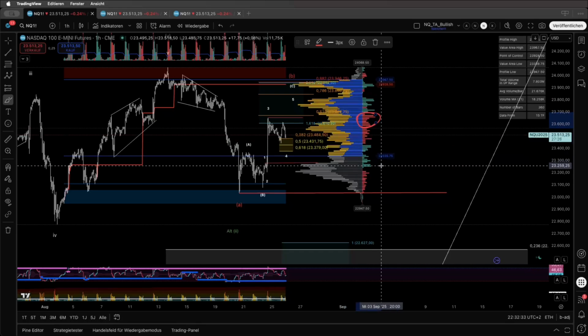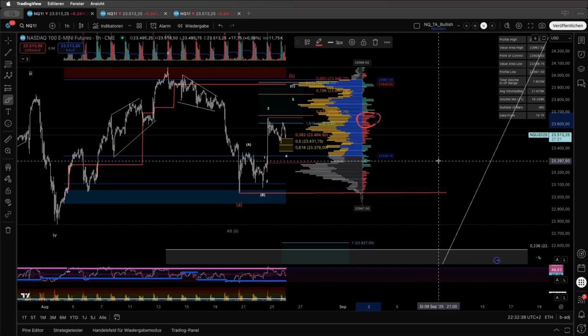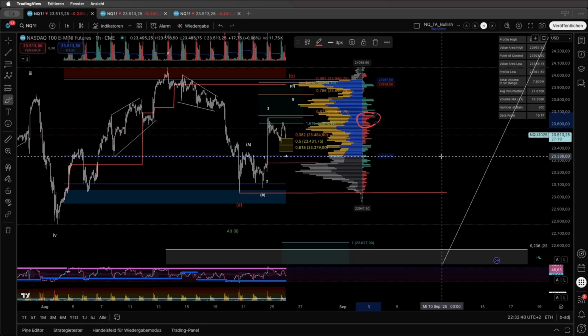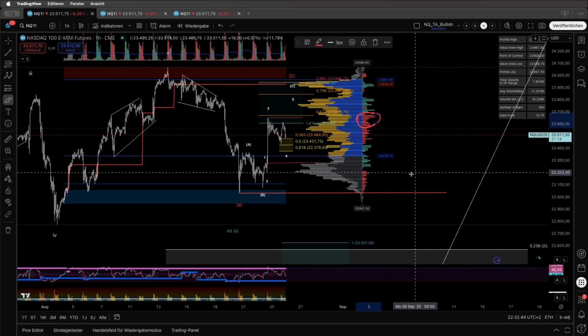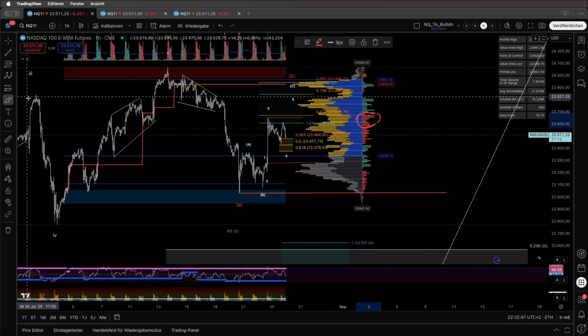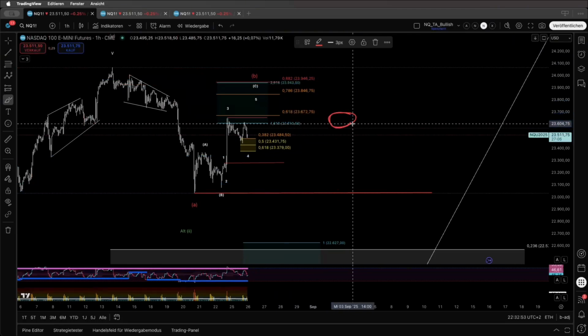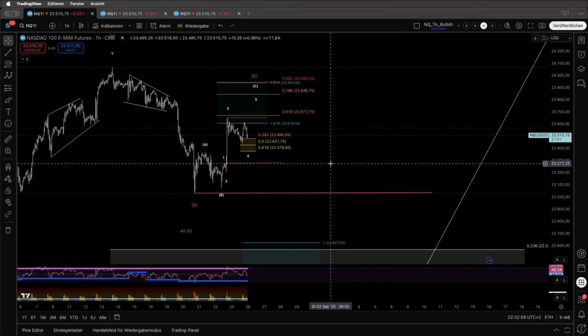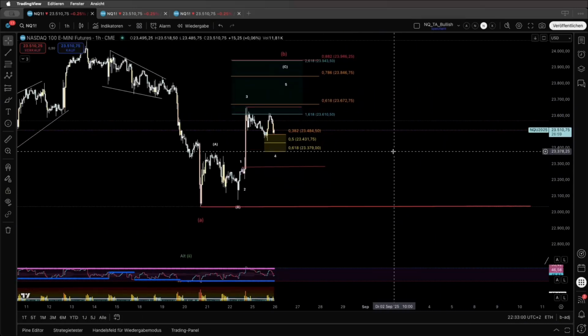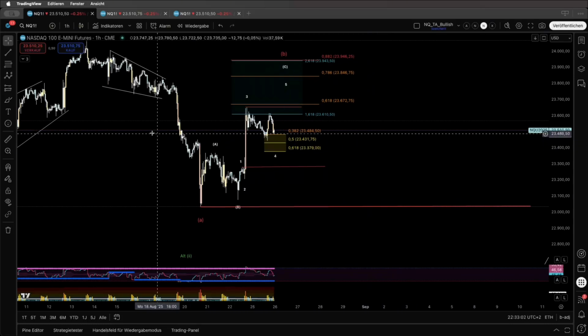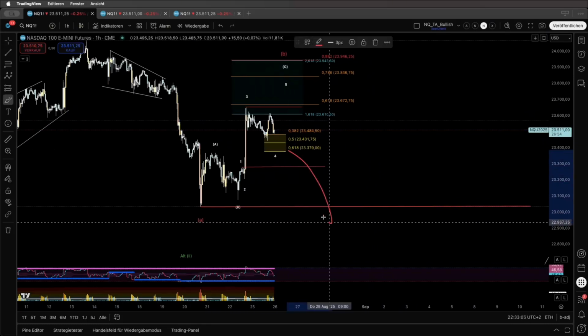The next support could be the value area low of the 1 hour value area at 23,338, 339 around, okay? So that could be the next support, but I really don't want to call that a wave 4 anymore. So whenever we break to the downside, our 61.8 at 23,379, that would open the door for lower prices.